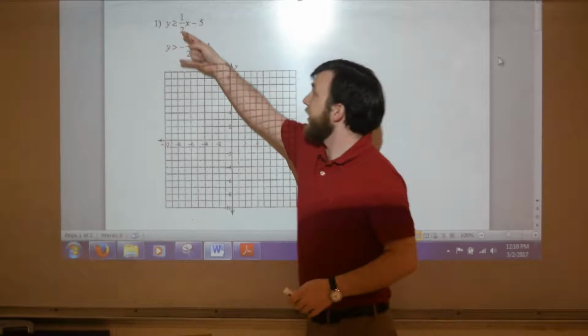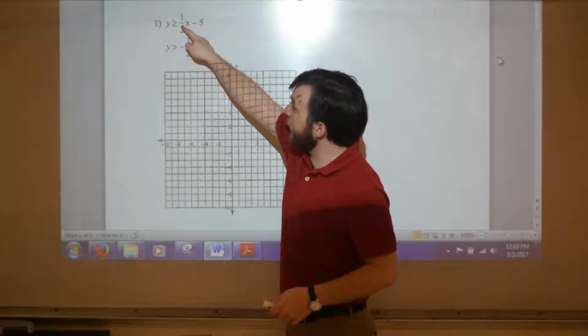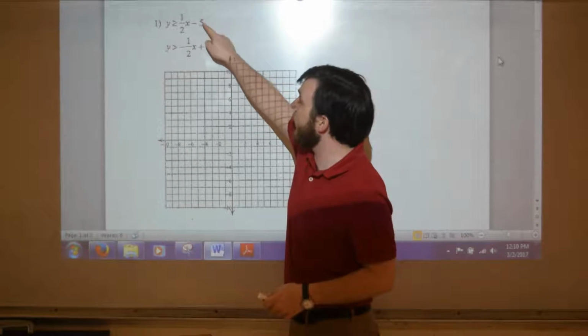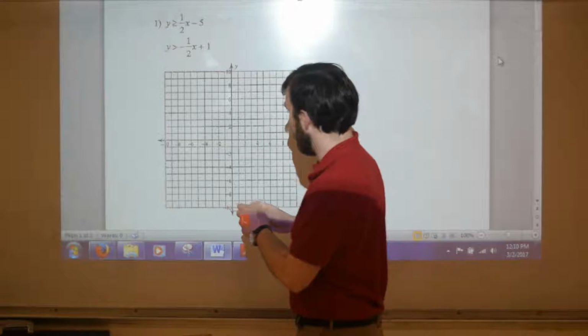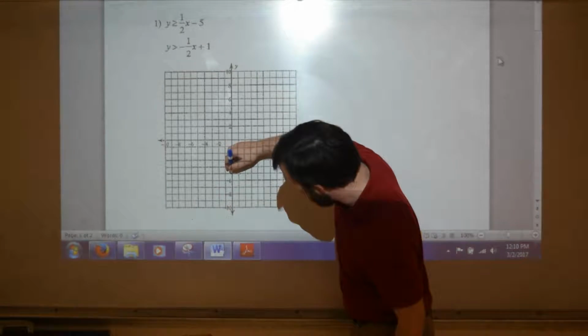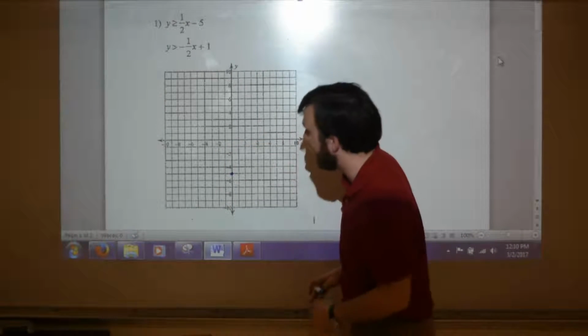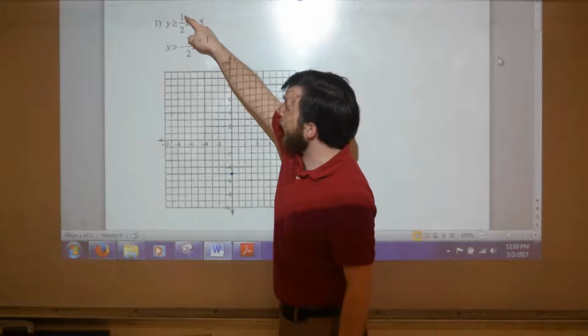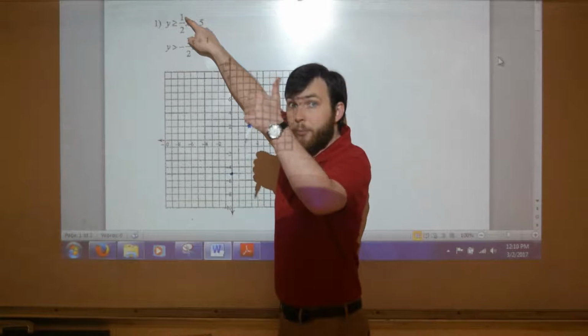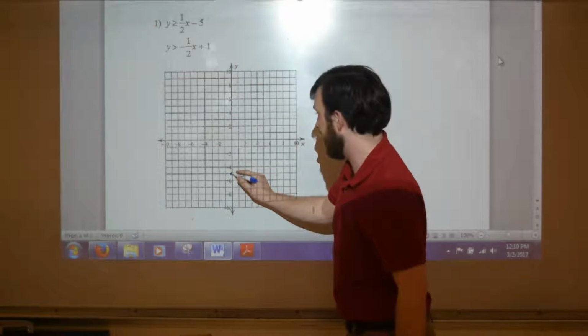Alright, so remember, if y is by itself, we know the slopes of the lines, and we also know the y-intercepts. We're going to start with the y-intercept. So for this first one, we need to make a dot at -5. From there, we know the slope is 1 over 2. That's rise over run. So we're going to go up 1 over 2 and make another dot.